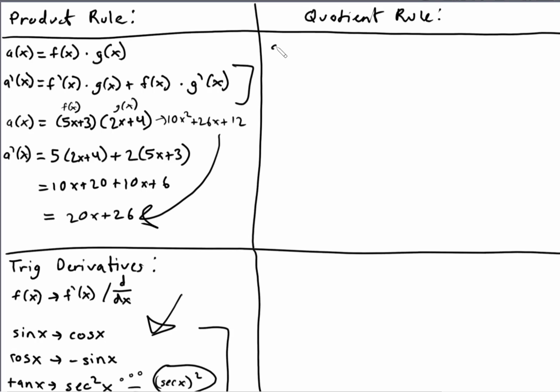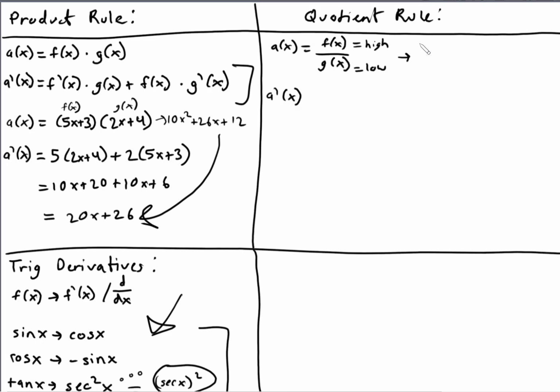So let's say you have a function a of x, which is equal to f of x divided by g of x. What is a prime of x? Well, for the same reason that you can't just multiply the derivatives of the two functions together, you can't just divide them, which is why we have the quotient rule. It's a pretty simple way to remember this rule. We'll call this the high function because it's on top, and we'll call this the low function because it's on bottom. So a quick way to remember it is: low d high minus high d low over low squared, and the d is just derivative.